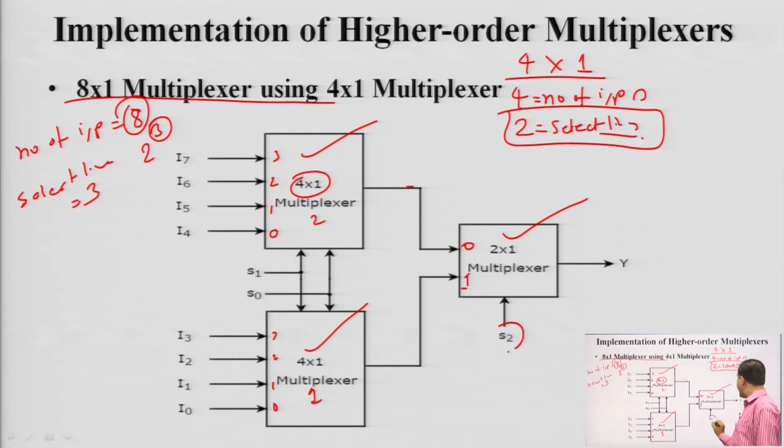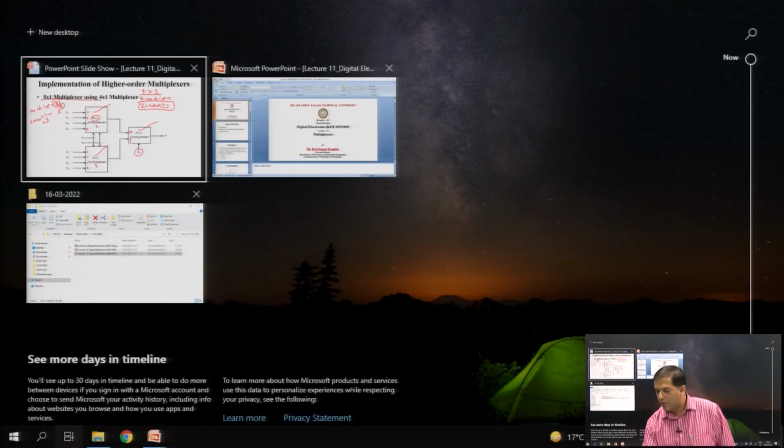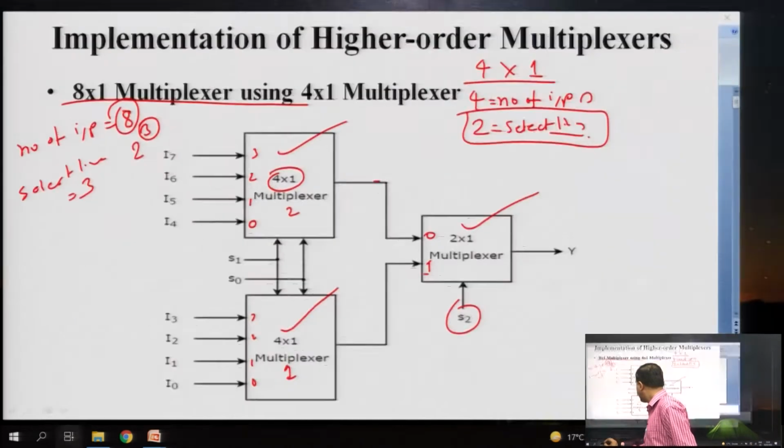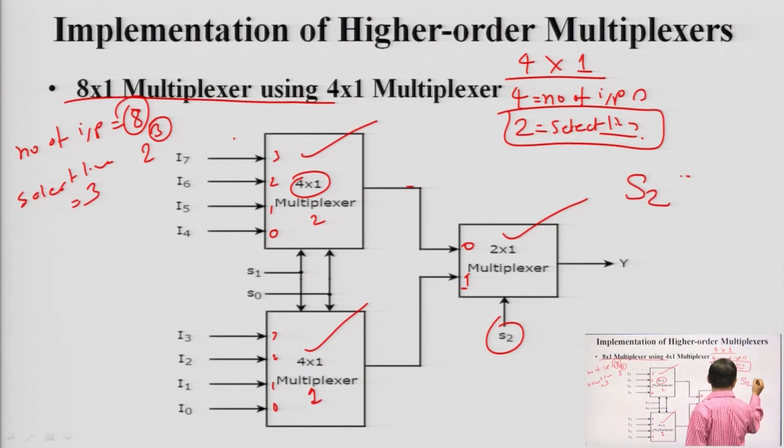So, it will be termed as S 2. So, this combination is also satisfied, this 3 select lines problem is also satisfied. So, we now have 3 select lines: S 2, S 1 and S naught. Now suppose I have to check the output for the combination 1 1 0.